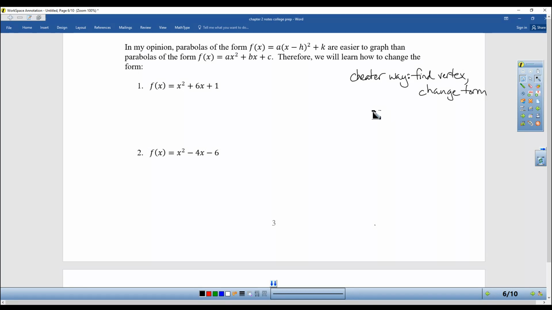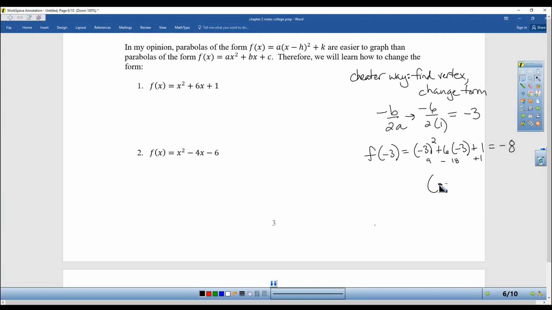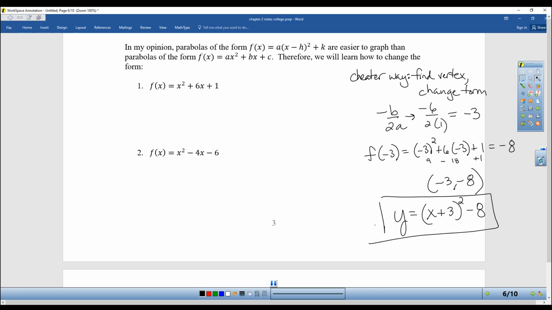So if the vertex for this one is negative b over 2a, so negative 6 over 2 times 1 is negative 3. Now you have to plug negative 3 in. F of negative 3 is negative 3 squared plus 6 times negative 3 plus 1, which is 9 minus 18 plus 1. So negative 9 plus 1 is negative 8. So now my vertex is negative 3, negative 8. So I can rewrite number 1 as y is equal to x plus 3 squared minus 8. This uses everything that you already know. It was in standard form. Now it's in vertex form. How do I know that? Because I found the vertex.